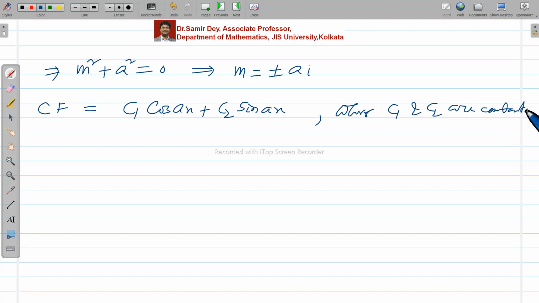Okay, now the interesting part is here in CF. You already know the constants C1 and C2. Now in this method, that is the method of variation of parameters, we can find PI using this CF. Now let's see.